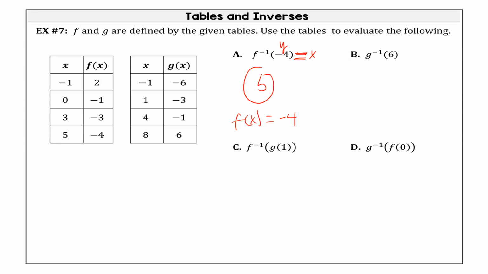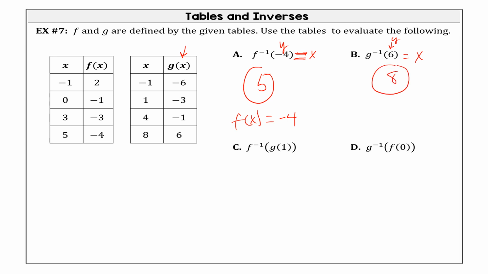Okay, let's try it again here. g inverse of 6. So again, I'm going to go to y, and I'm looking for my x. So I go to the g of x first. I go to +6, and its output is going to be 8.